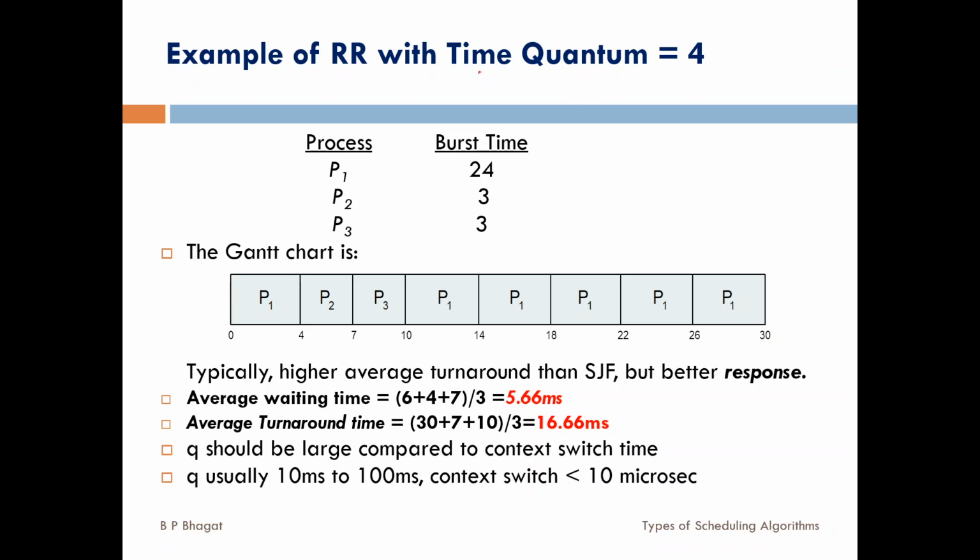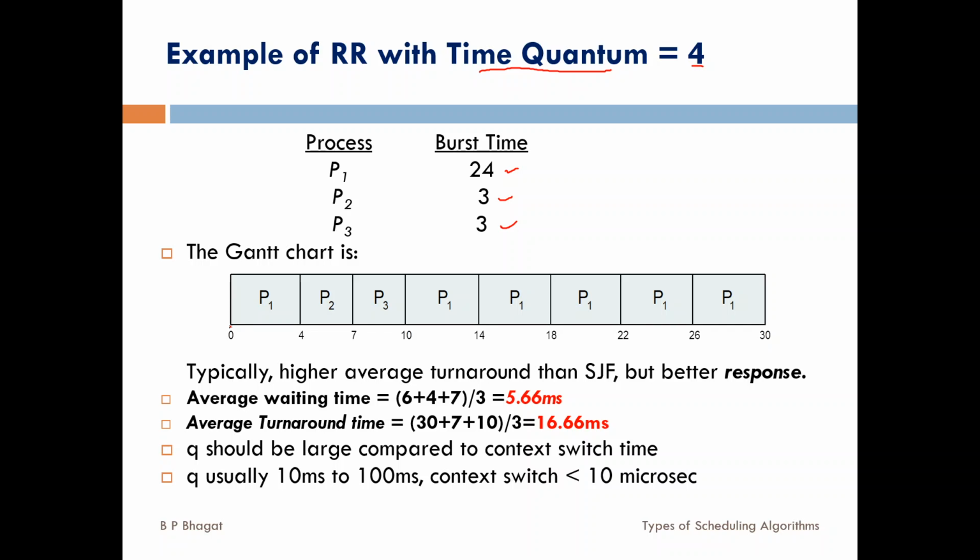Let us say that the time quantum for this particular example we will set as 4 milliseconds. Now within our ready queue we have three processes: process P1 with burst time 24, process P2 with burst time 3, and process P3 with burst time 3. Now our time quantum is 4. So the Gantt chart we can see here is that since it is round robin, it will start executing first come first serve for the fixed time quantum.